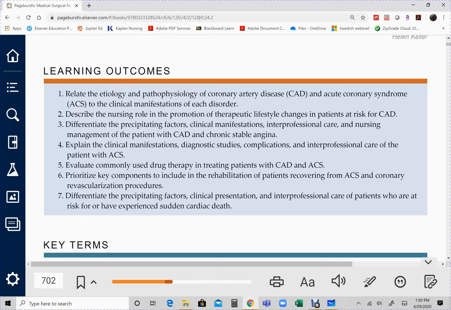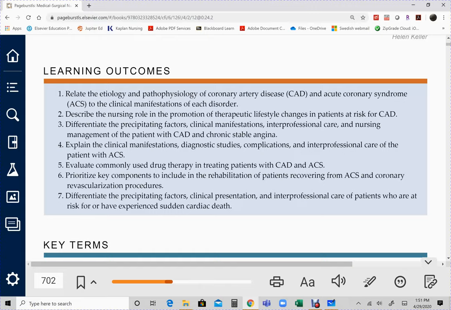Next is differentiating precipitating factors, signs and symptoms, our intercollaborative care, as well as nursing care. Intercollaborative meaning with the doctor. There will be surgical interventions here. Patient will have to undergo either cardiac catheterization, or we call that PCI, or if the patient can't have a cardiac catheterization because there's too many vessels involved, then they'll have to have open heart surgery, that's by coronary artery bypass graft now, instead of simply stenting the one or two coronary arteries.